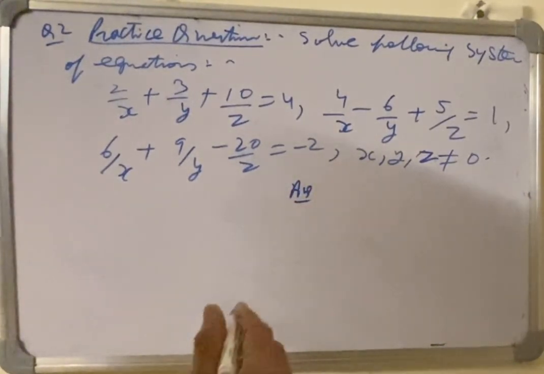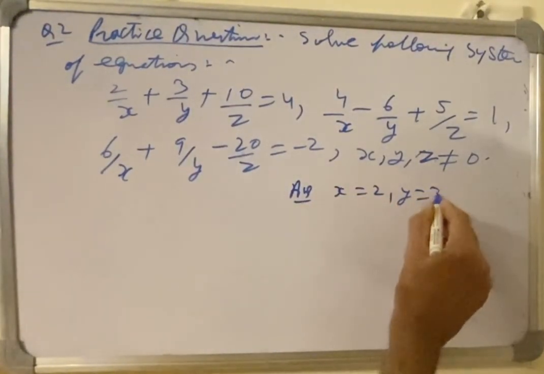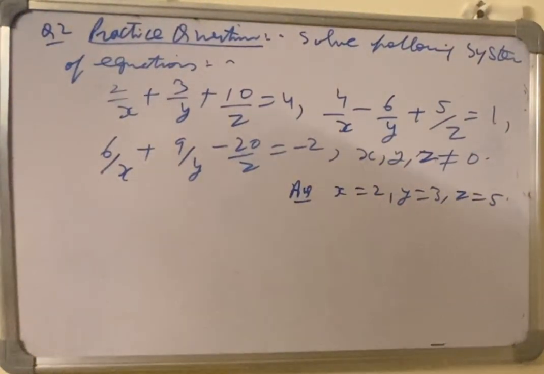Answer is x is 2, y is 3, z is 5. So that's all. You will complete this question. If you find any problem, you can ask in comments.